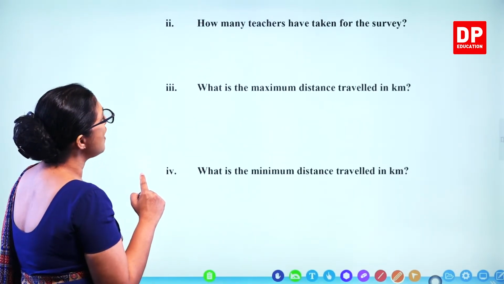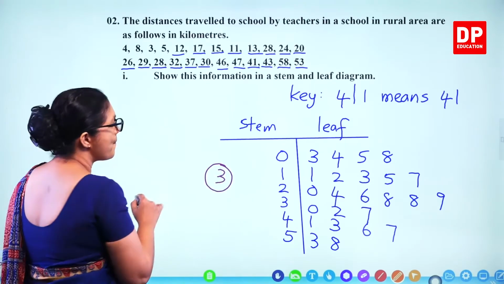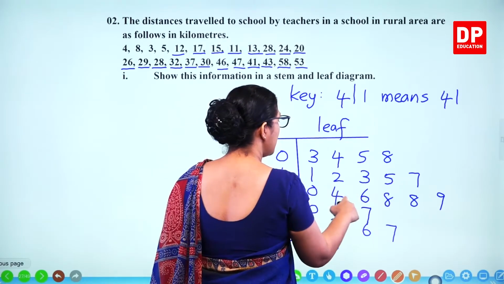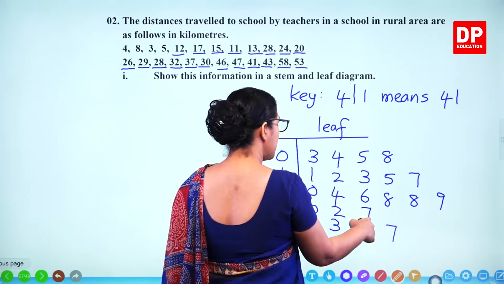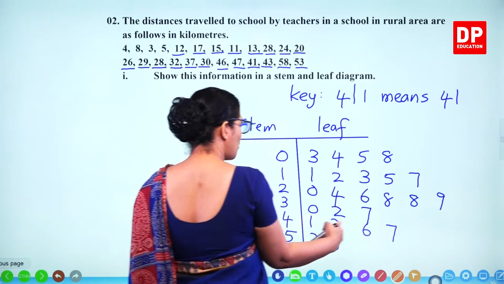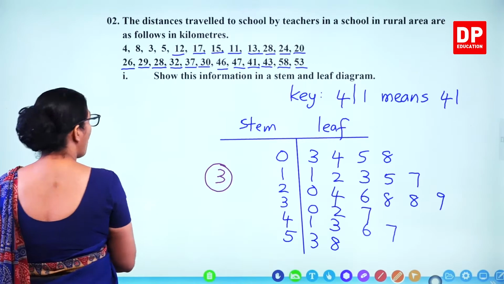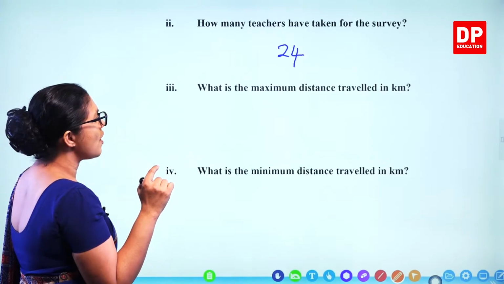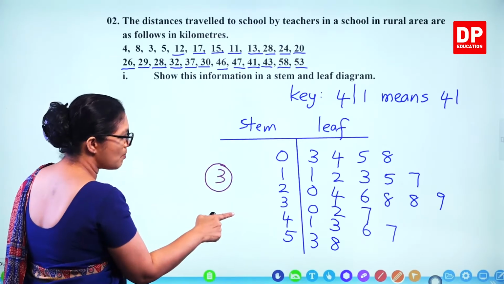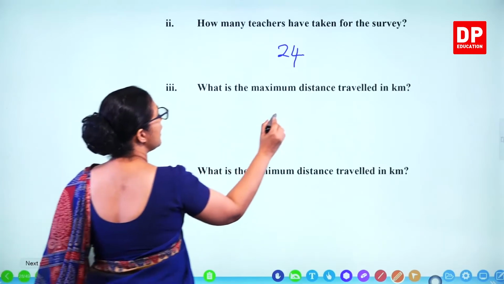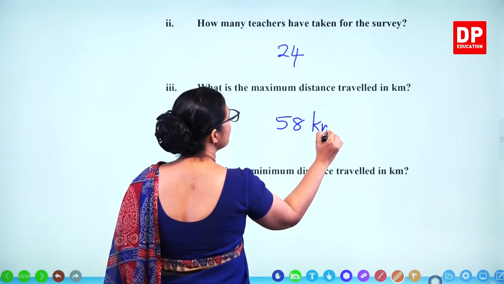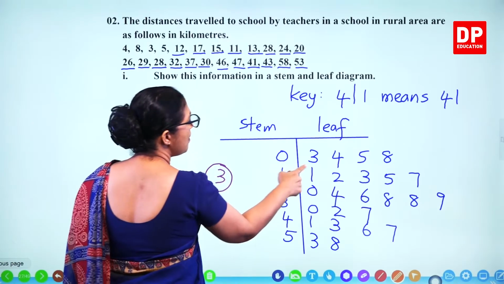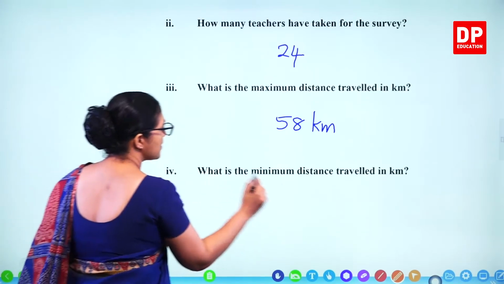Part 2, how many teachers were taken for the survey? You have to count and see. 1, 2, 3, up to 24. Altogether, 24 teachers are there. What is the maximum distance traveled in kilometers? That's the maximum value, 58 kilometers. What is the minimum distance traveled in kilometers? Minimum is 3 kilometers.